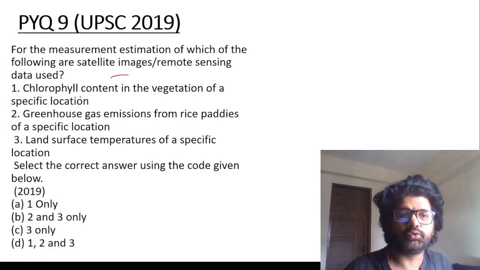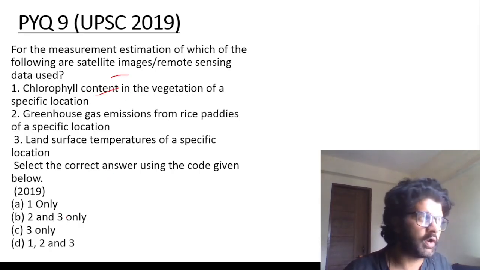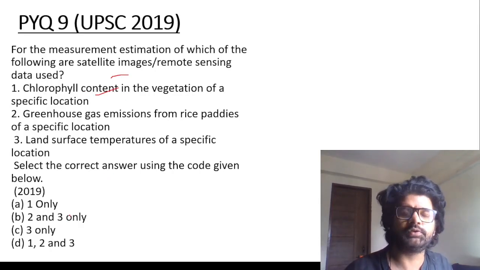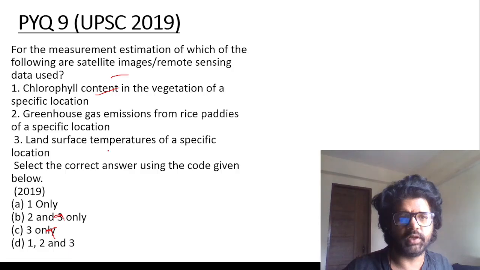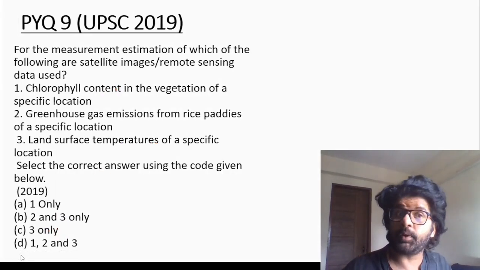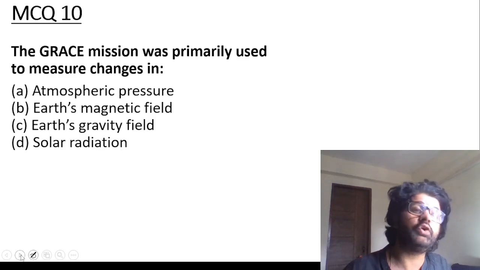Satellite image remote sensing are used. Chlorophyll content, yes, we have seen near infrared and all. So more infrared reflection, more healthy ecosystem, more quantity of chlorophyll. First is correct. Now you're left with second and third. You have to check that. Greenhouse gas emission from rice paddies, yes, they do help in land surface temperature of a specific location, everything. So the answer is D, 1, 2, and 3. Just remember one keyword: remote sensing, not used for telecommunication.